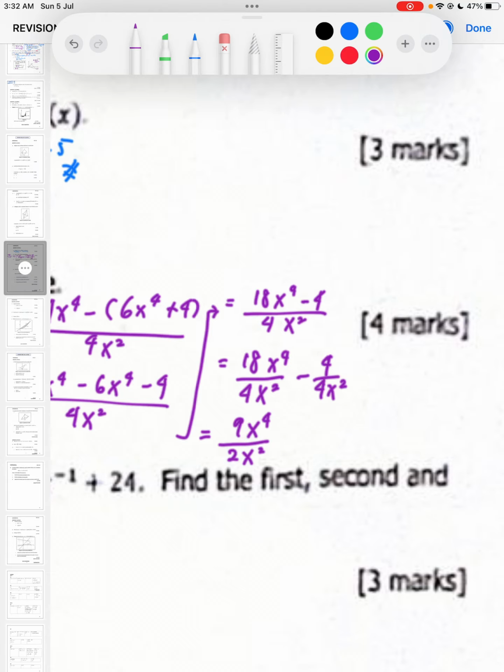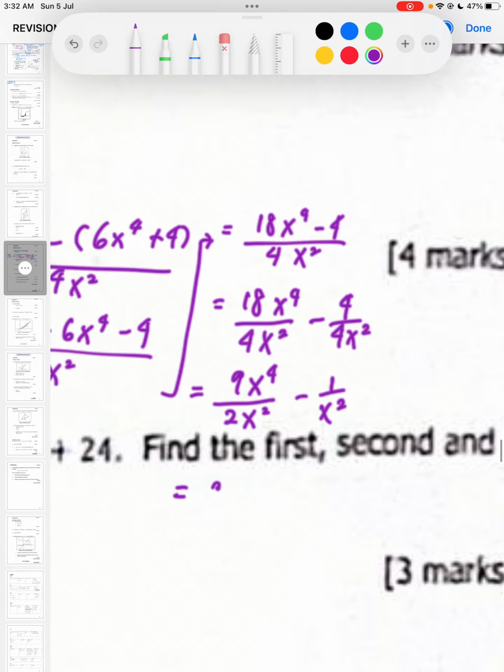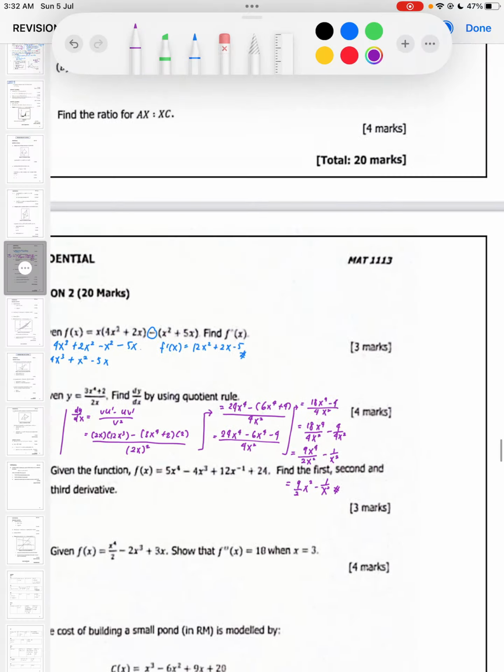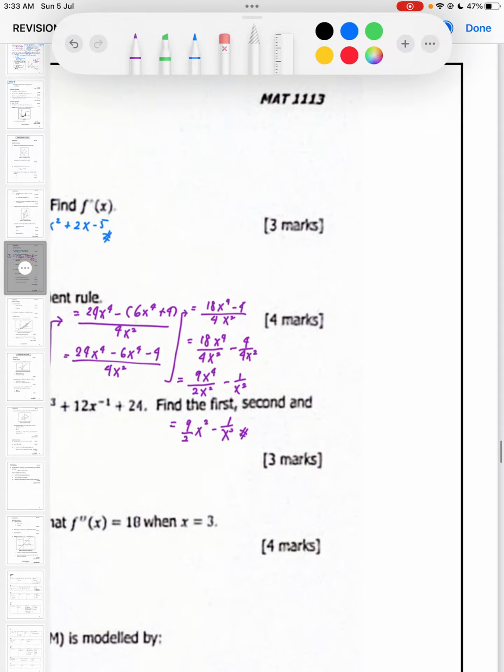Okay, wait, you know what? I'll do this first so it's easier for all of you to see. 4 over 4 is 1, so 1 over x squared. So over here, when the denominator, you're bringing the power to the top, it's going to be minus. So it's going to be something like 9 over 2 x to the power of 4 minus 2. So I'm just going to immediately write the answer, which is going to be 9/2 x squared minus 1 over x squared. So that is the answer for B.